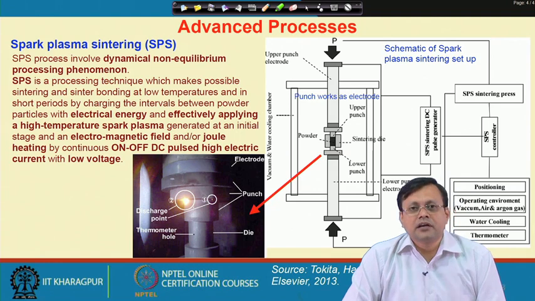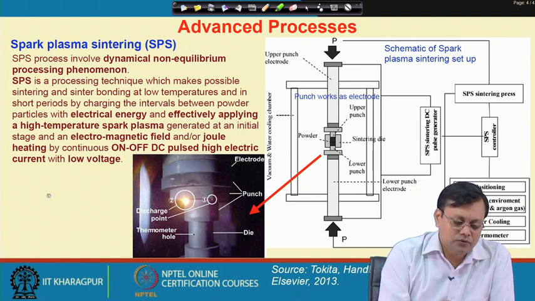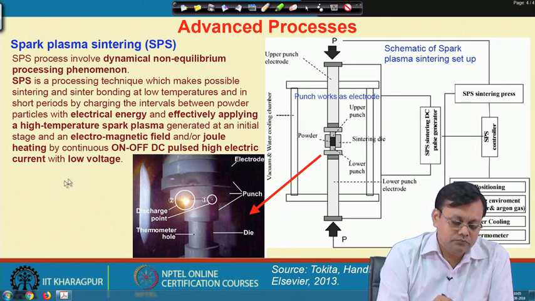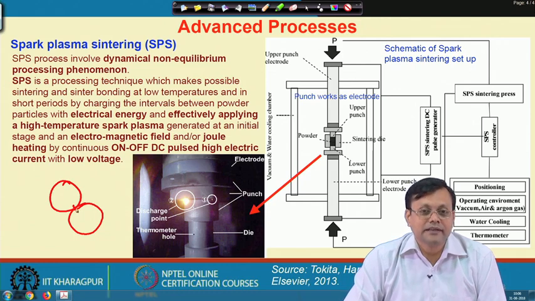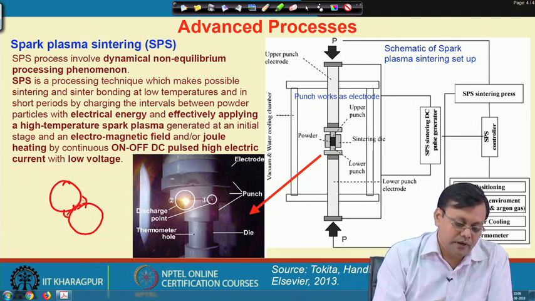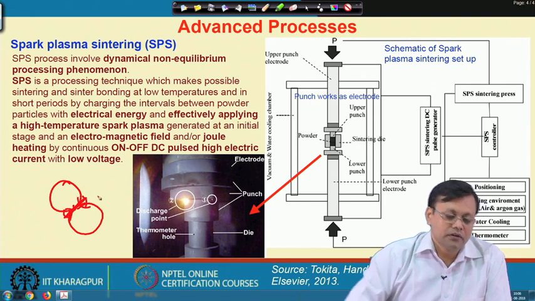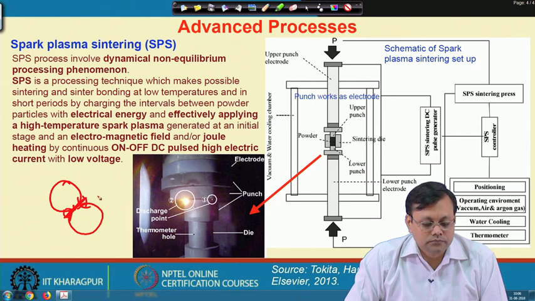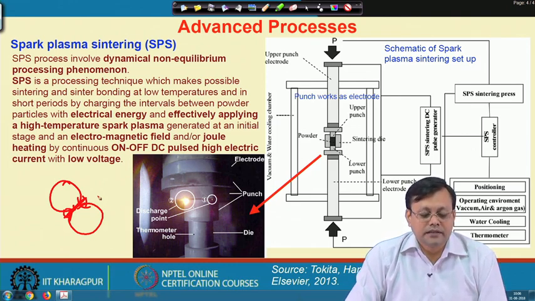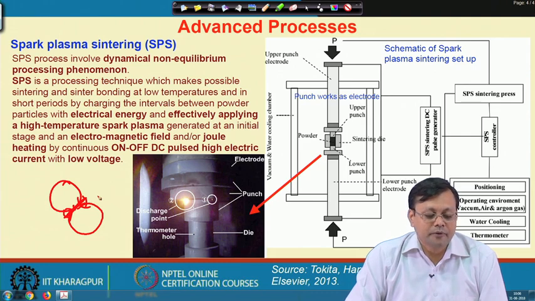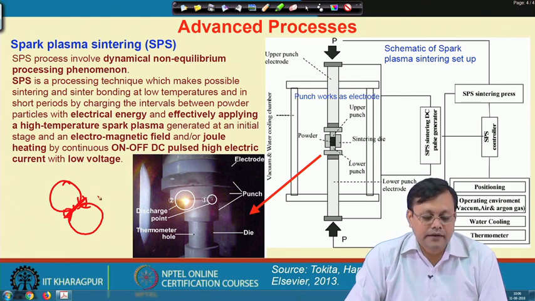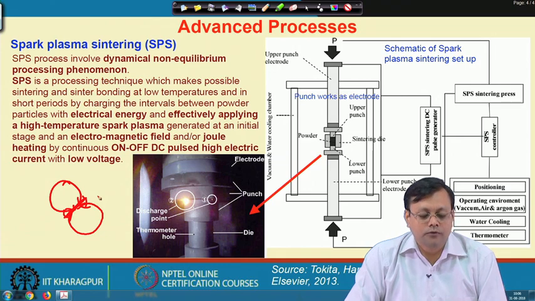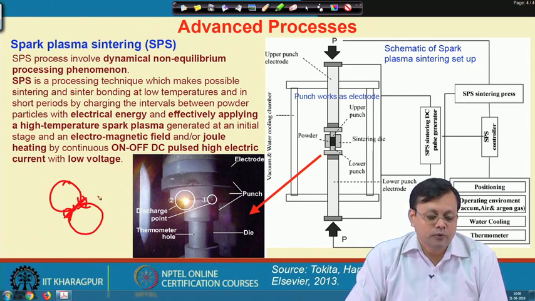Now, what do I mean by charging the interval between the powder particles? If I have two different powder particles, I can make some charge and apply some electrical energy there, and we can create a localized plasma in that region, so that they can be bonded together. So, particles with electrical energy and effectively a higher temperature, spark plasma is generated at an initial stage by an electromagnetic field and the Joule heating by continuous on off DC pulse high electric current with low voltage.